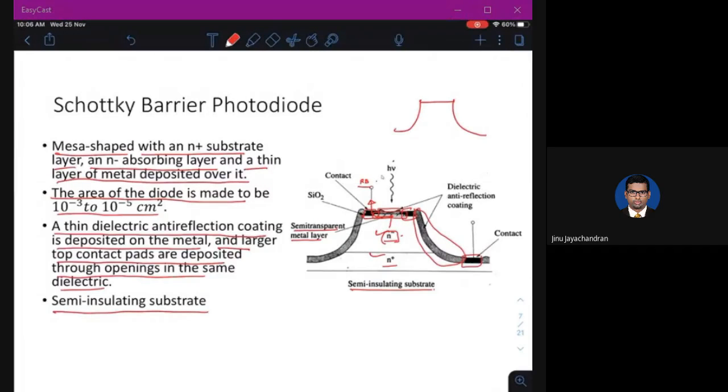Okay, so the photon is incident, will pass through the metal, will get absorbed in the N minus layer, it will create an electron hole pair, the electron will pass through the metal to the contact, creating a photocurrent. Okay, and the advantage, as I said earlier, is it is very fast, the diode, and it has higher bandwidth.